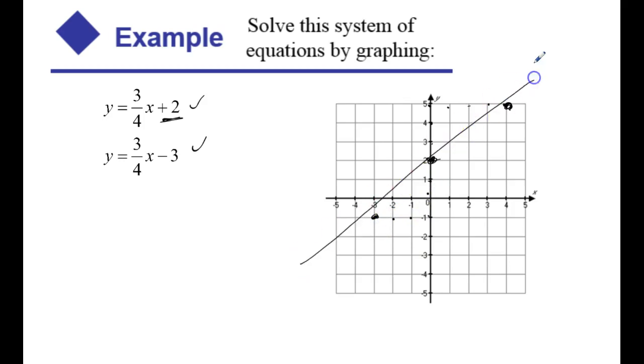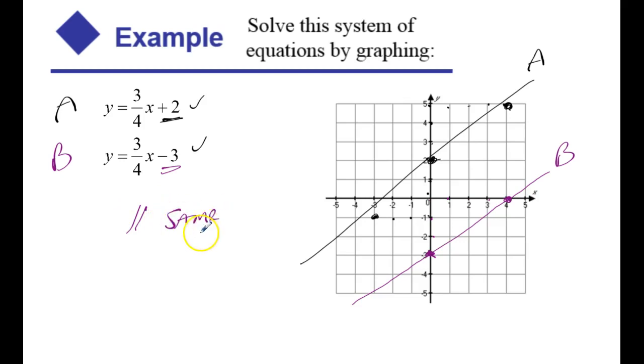So there's line A. Line B is starting at negative 3, but it has the exact same slope. It's still rise 3, run 4. And notice if it has the exact same slope, then the lines are parallel. So we've learned in a previous video, same slope means parallel lines.